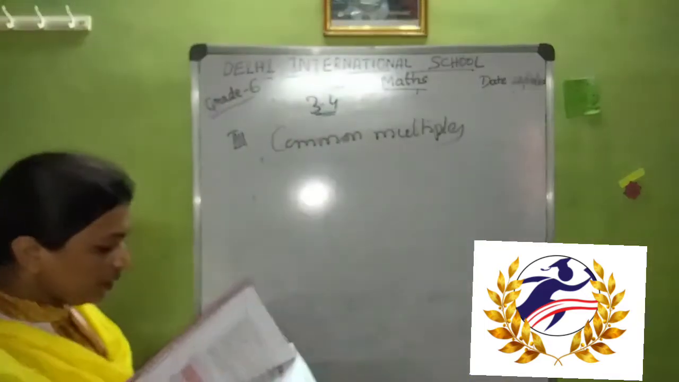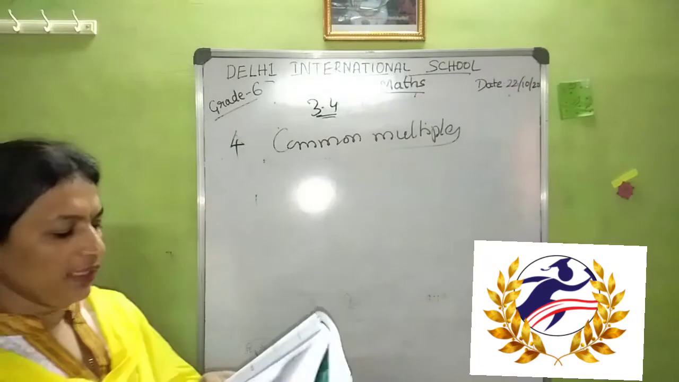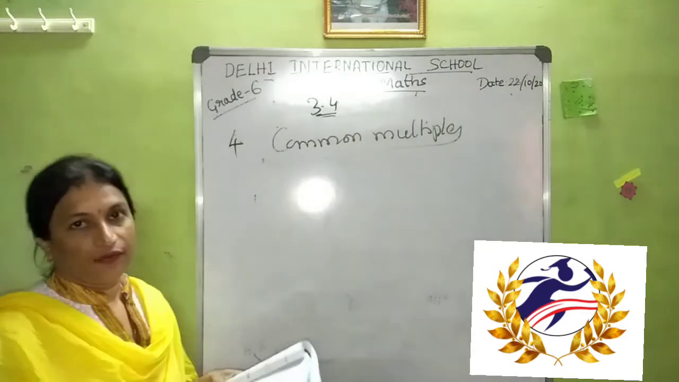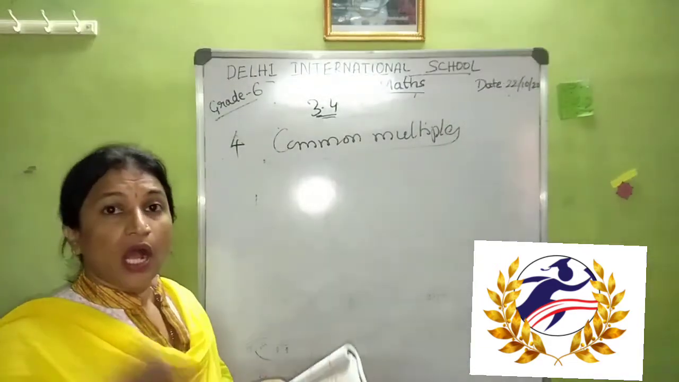Then in the fourth main: write all the numbers less than 100 which are common multiples of 3 and 4. Okay, we need to write the tables of 3 and 4 up to 100.